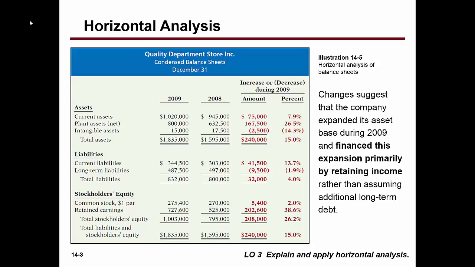No, you take 1,020,000. Go ahead and start over. Take 1,020,000. Got that? Okay. And then subtract 945,000. That gives you 75,000, right? Okay, then hit the equal sign. And then divide, hit the divide sign and divide that by 945,000. I'm sorry, by 945,000. Did I say divided by 1,020,000? Divided by 945,000.